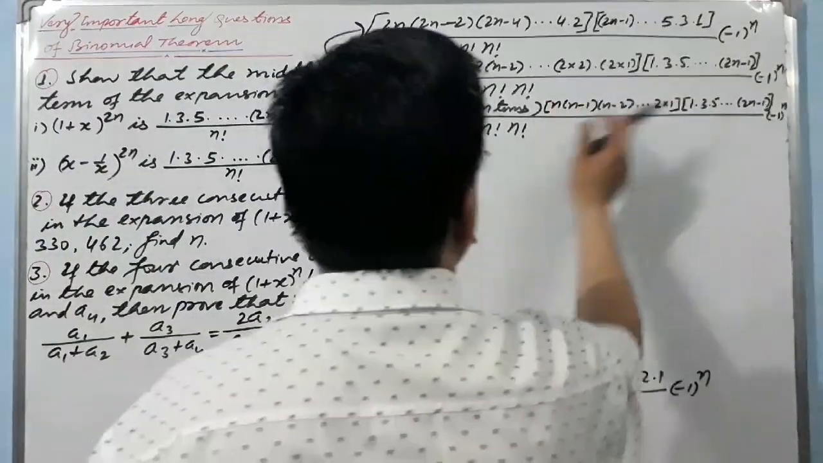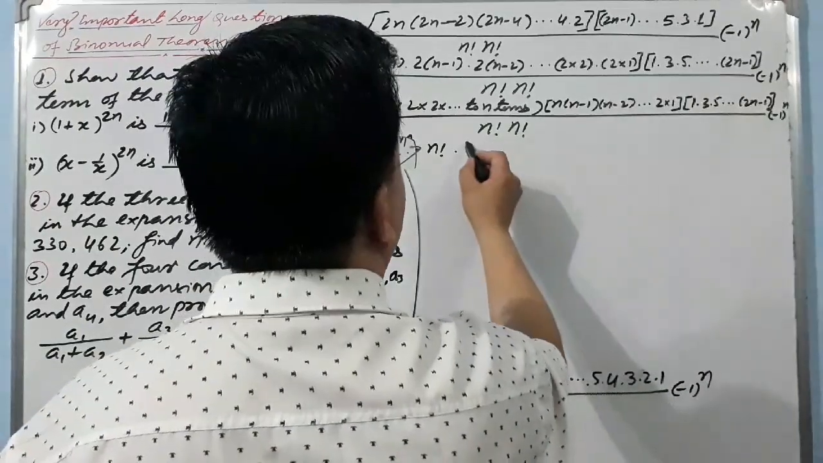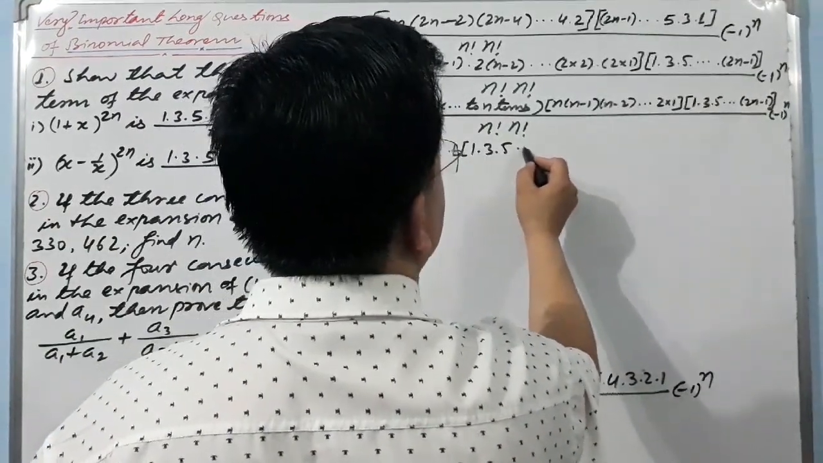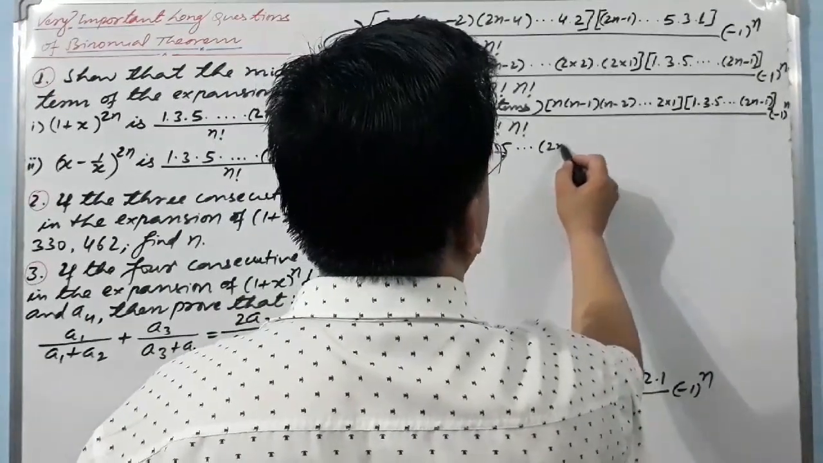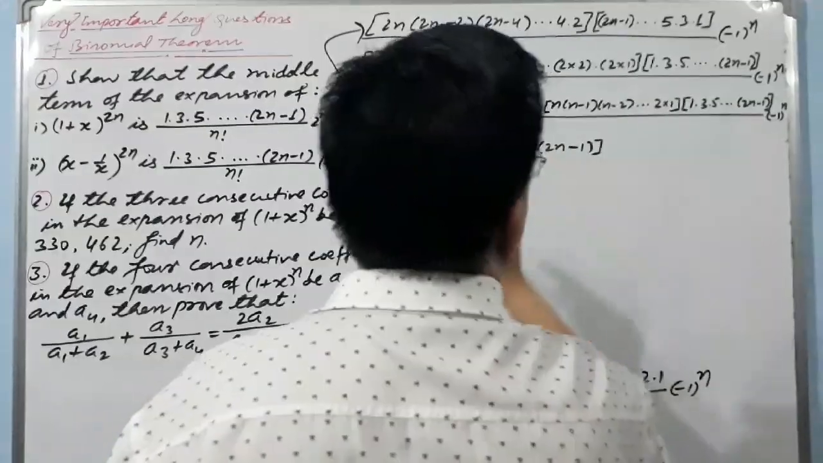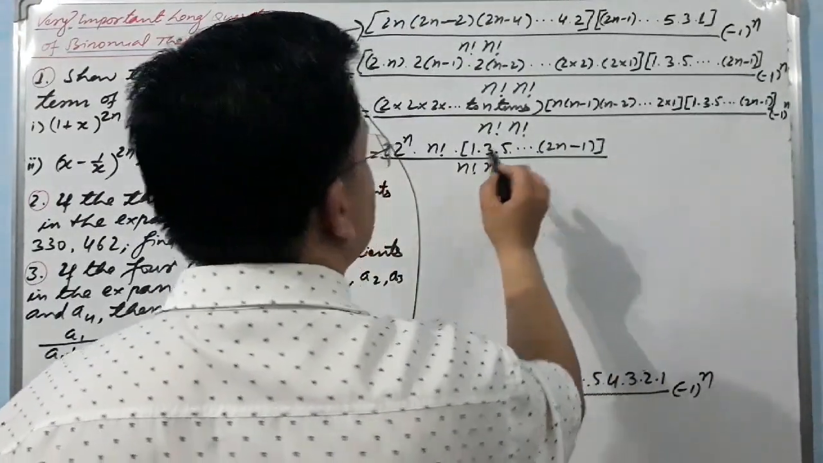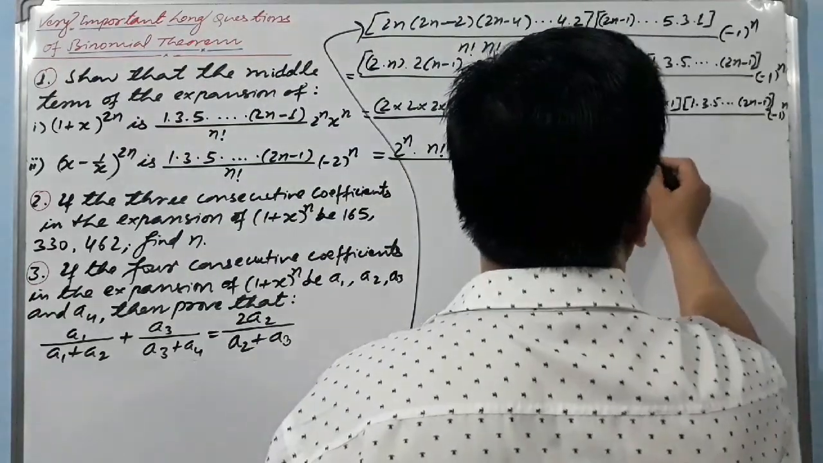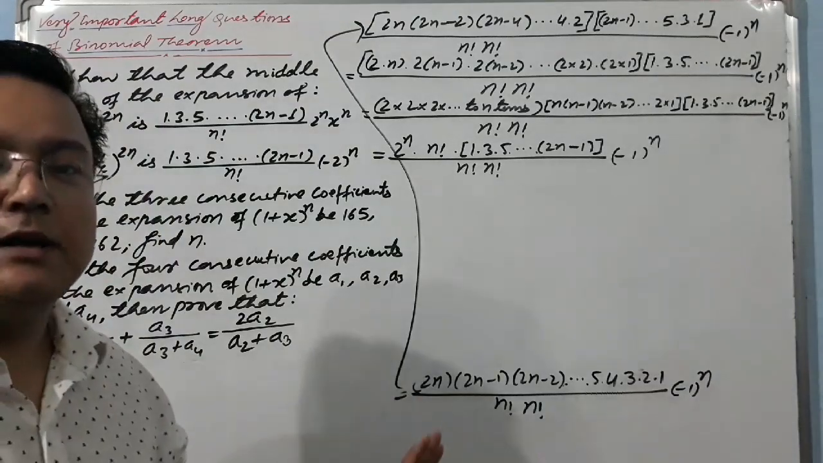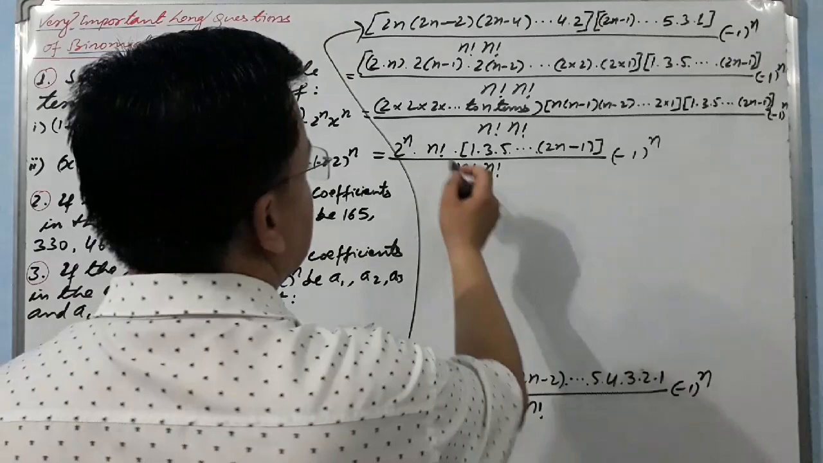Instead of this, you may write down n factorial in the same line, 1 into 3 into 5 dot dot, and you may write down 2 into here, and also you may write down minus 1 upon n factorial into n factorial into minus 1 raised to power n. So I think you are enjoying, you are understanding each and every line of this, right?